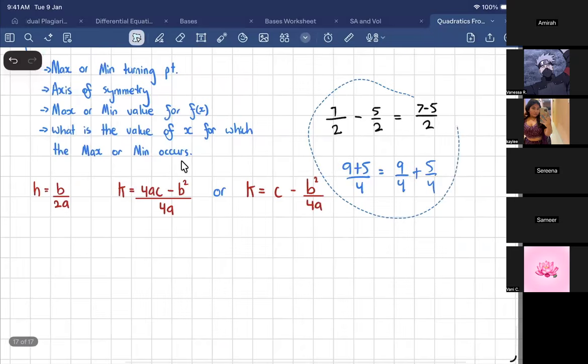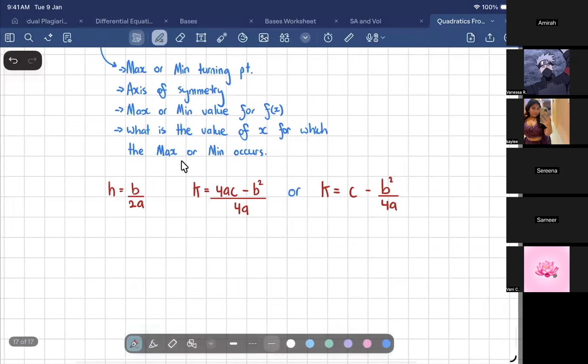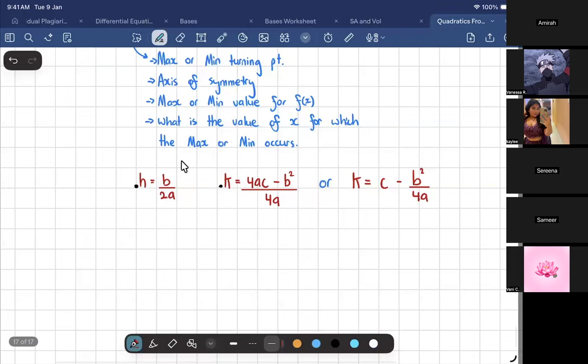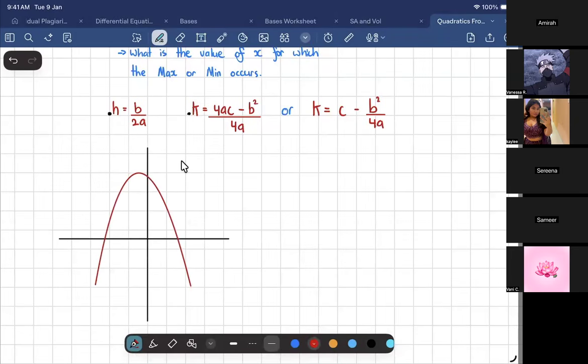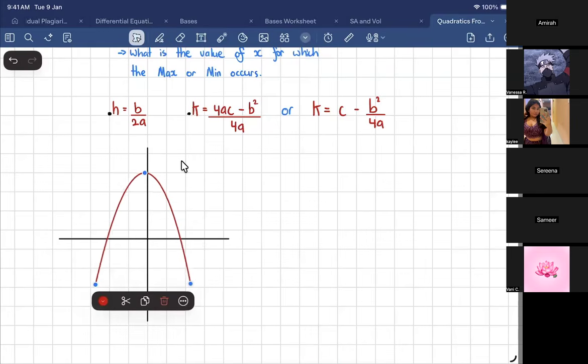Now, again, why is this important? Why do we even care? I'll show you why. So this is H, this is K. Now, I'm just going to do a quick sketch of a quadratic. Quick question, guys. This quadratic, does it look like a maximum or minimum, if you had to say?